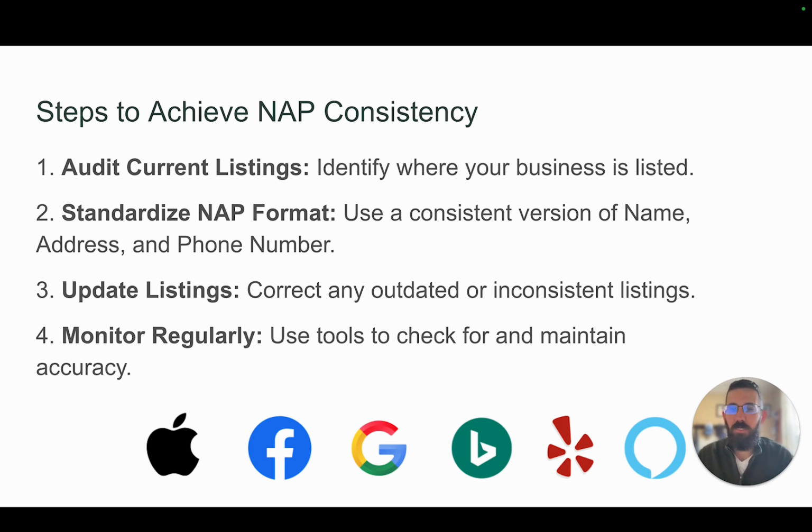You want to make sure that you have a standard format. So once you know where all of your listings are, then you want to make sure that you're using the same version of your name, address, and phone number as often as you're able to. Then you will want to go and update those listings. So any of the ones that are not in line with your standardized format, you want to go and update. And then you want to check back.